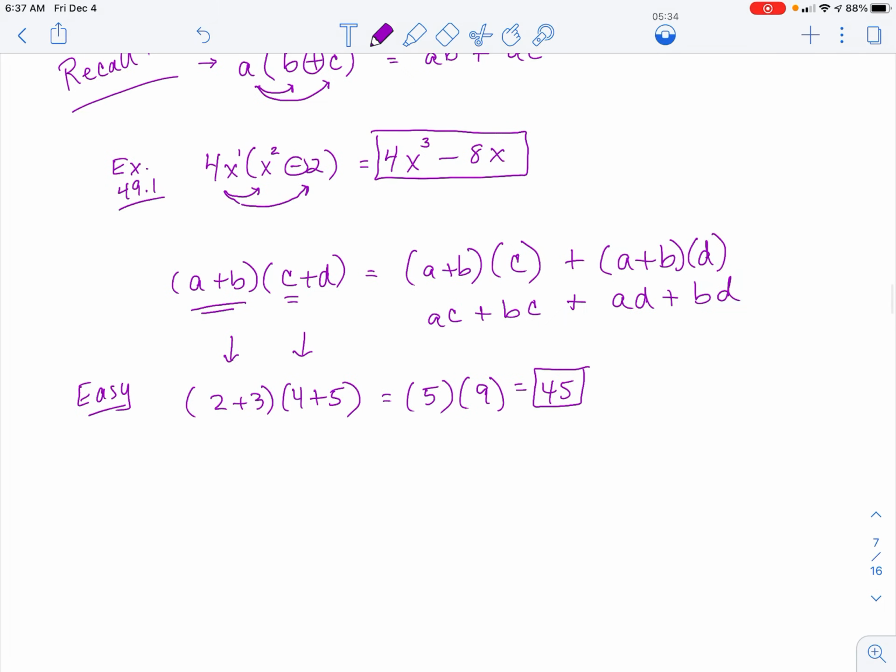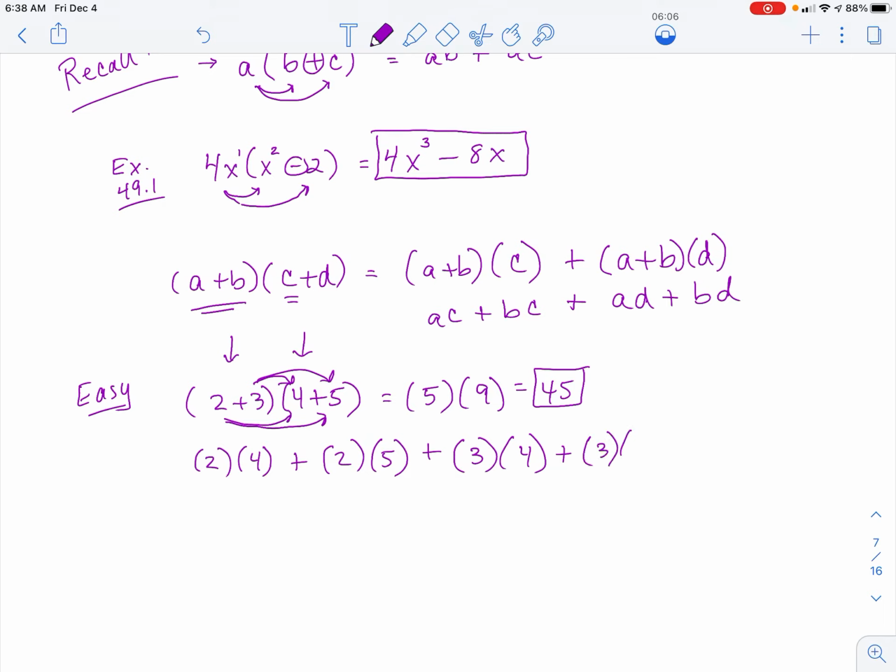But what if I wanted to distribute this instead of actually just calculating what's inside the parentheses first and then multiplying? What if I distributed this? I would take my 2 and distribute it to the 4. I would take my 2 and I would distribute it to the 5. Then I would have to take my 3 and distribute it to the 4. And take the 3 and distribute it to the 5.